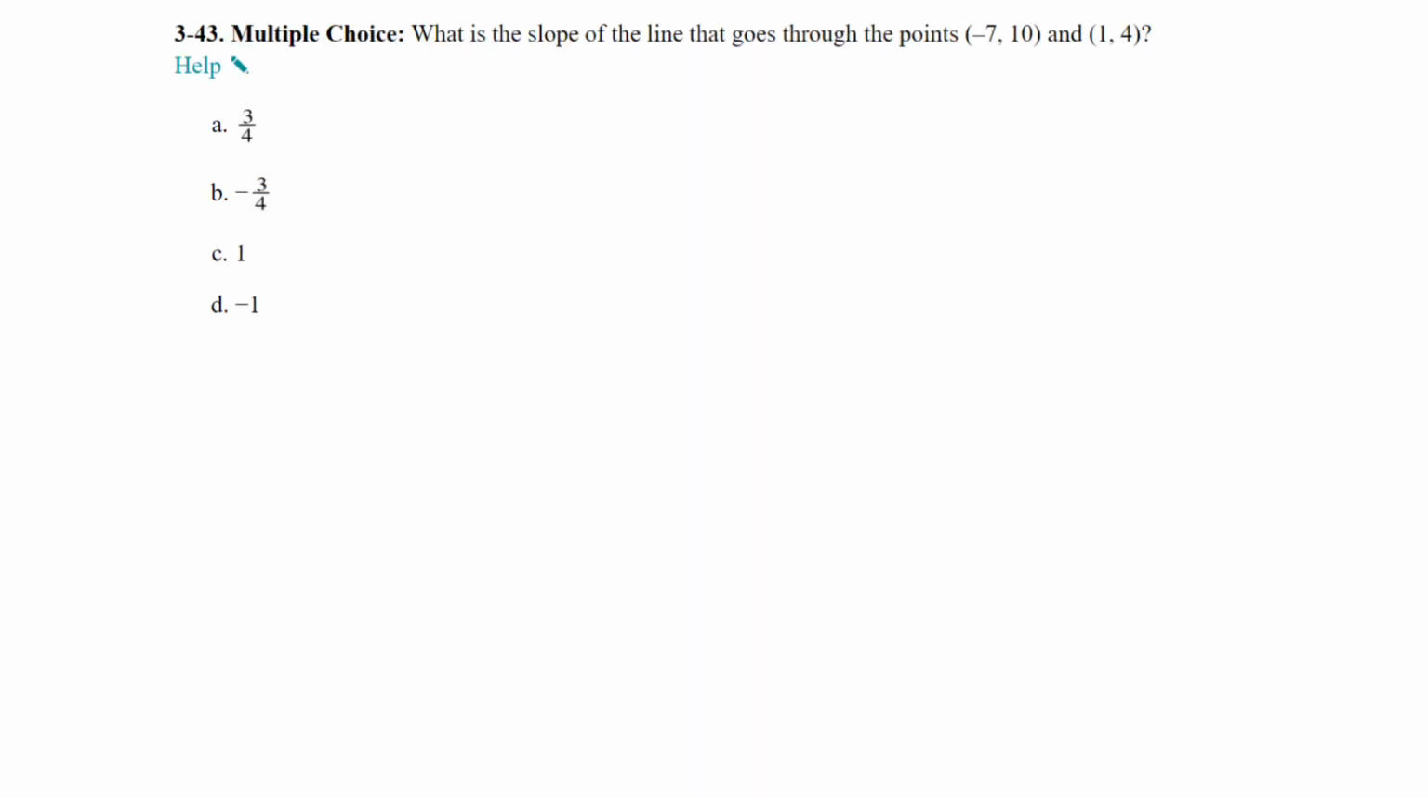43, we have a multiple choice question. What is the slope of the line that goes through the 2 points? So we can just calculate that, and then hopefully it matches up with one of our 4 values here. So to find the slope, we got the change of y over the change of x, 10 minus 4, and -7 minus 1. And so we get 6 divided by -8. You reduce that by 2, and that's -3/4. So that looks like the answer is B.